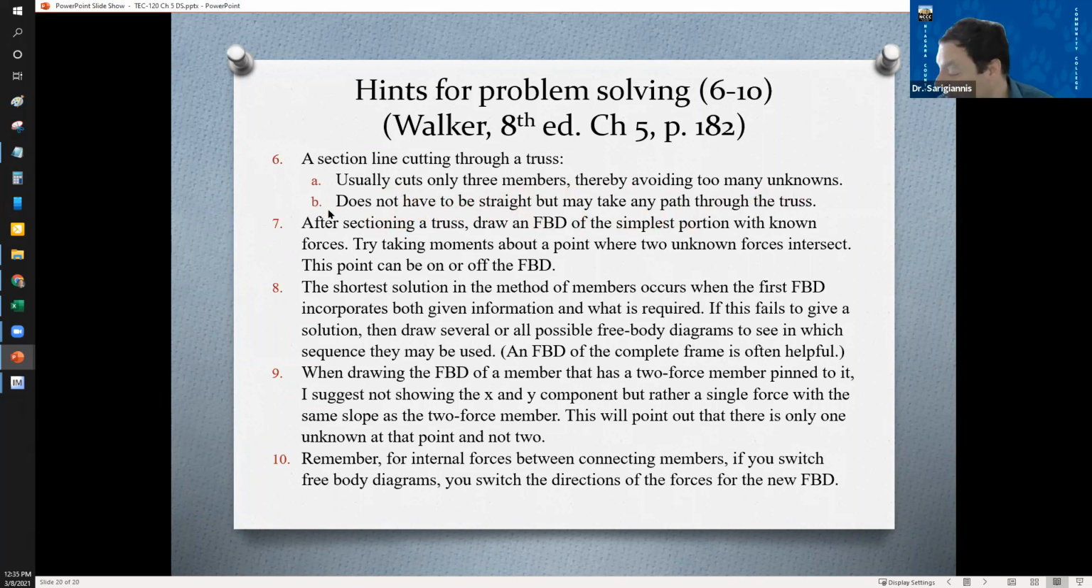There's some good examples in your textbook, and even some of the examples we did in class, one of them was not a perfectly straight cut. After you section the truss, remember, try to find the simplest section of that truss and draw your free body diagram with that section and its forces. So, for example, that one problem we did solve, let me see if I can go back and find it. That's method of sections. This is method of joints. Yeah, this problem here, right?